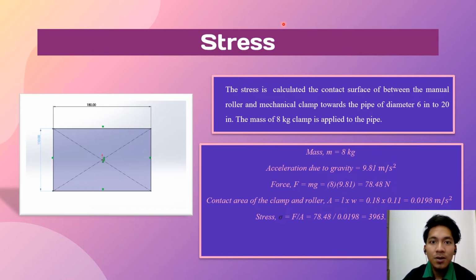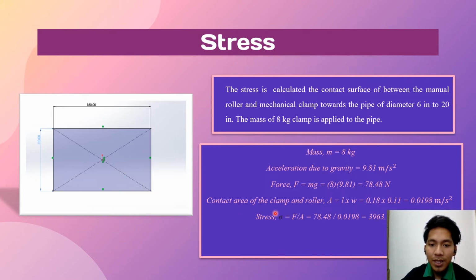The contact surface of the manual roller and the mechanical clamp against the pipe with a diameter of 6 inch to 20 inch is used to compute the stress. The pipe is clamped with an 8 kg clamp, so the mass has been set as 8 kg. The acceleration due to gravity is 9.81 meters per second squared, and we find the force by using the formula m times g, which is the mass times the acceleration, and we get 78.48 Newton.